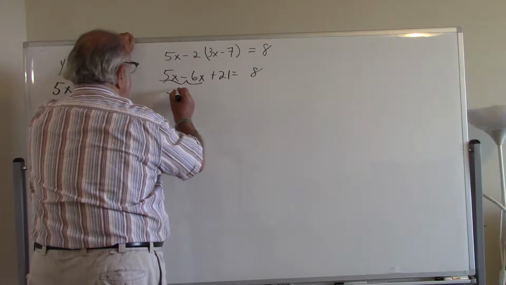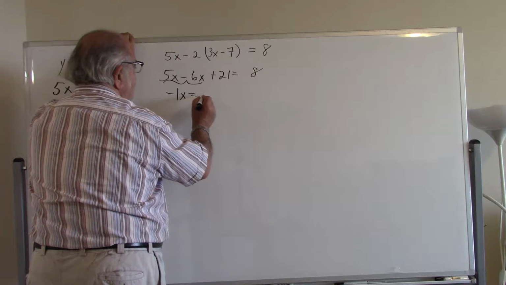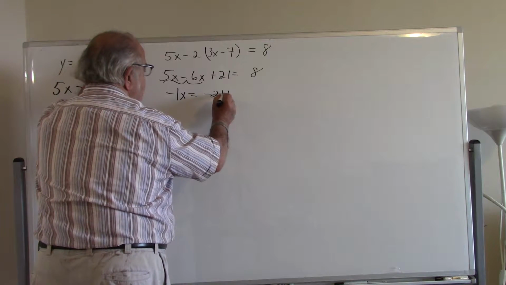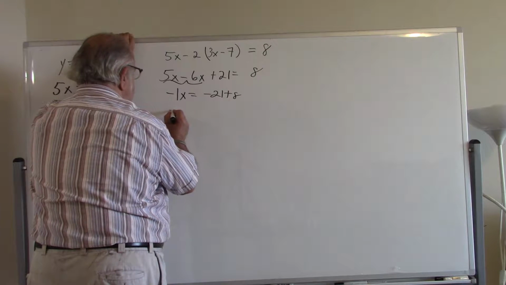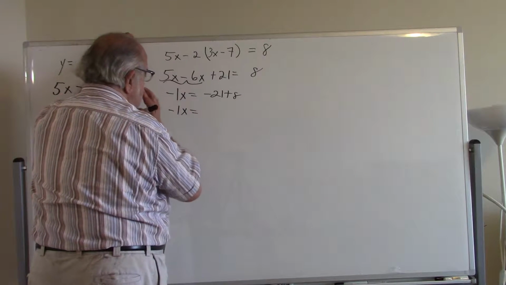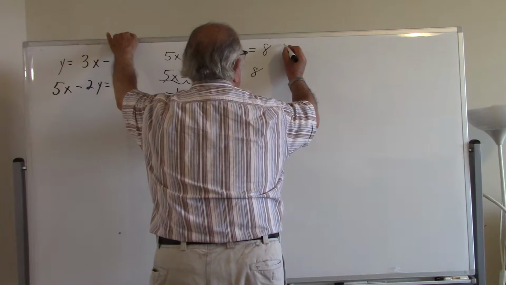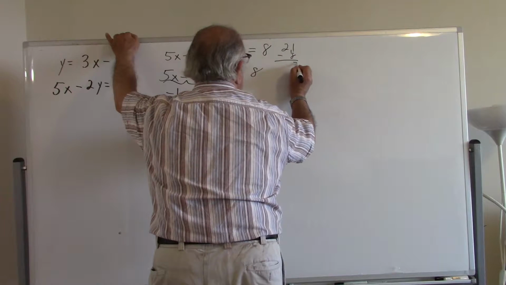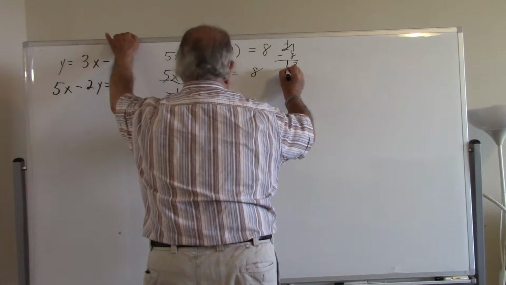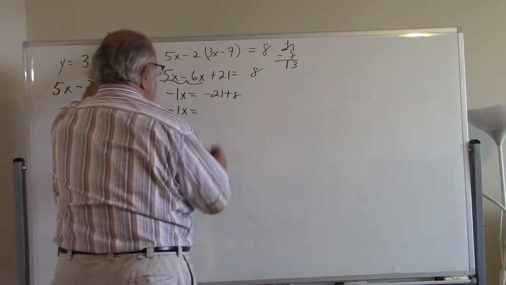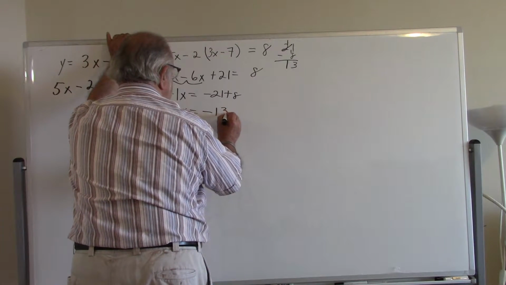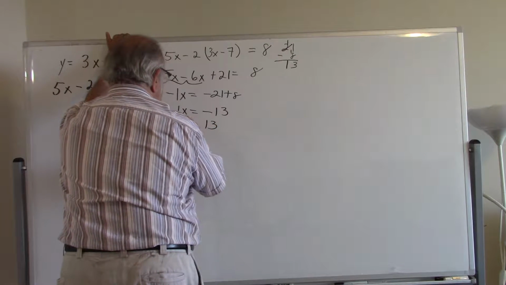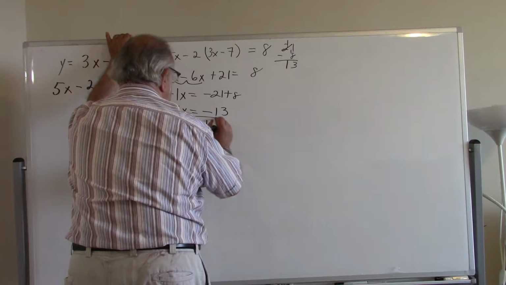This is minus 1x equals minus 21 plus 8. Minus 1x equals minus 21 plus 8, which is minus 13. So this is a negative 13. Change the sign. x is 13.